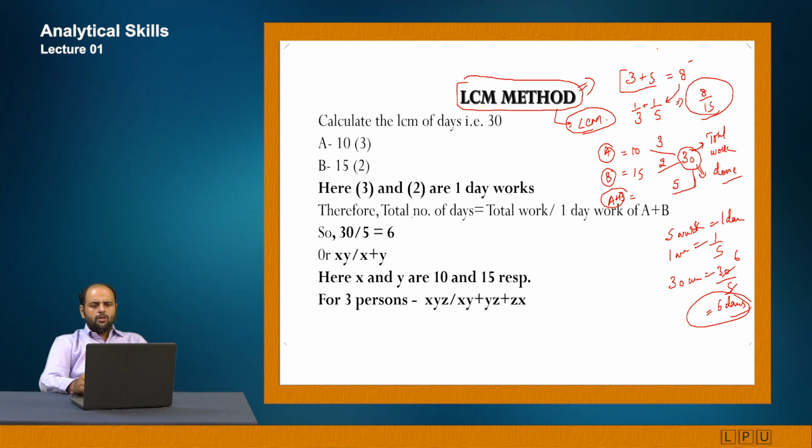Okay, and there are some formulas also if you want to use them. If there are 2 persons, A can do a work in X days and B can do the same piece of work in Y days, and the question is in how many days they together complete the work, then the formula will be X into Y upon X plus Y. So just put down the values. It will be 10 into 15 upon 10 plus 15, that is 25. So 5 threes are 15, 5 fives are 25, and 5 twos are 10, and 3 into 2, that will also be 6. Similarly, if there are 3 persons, the formula will be XYZ upon XY plus YZ plus ZX.